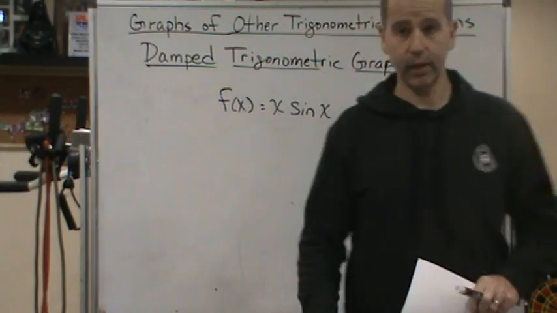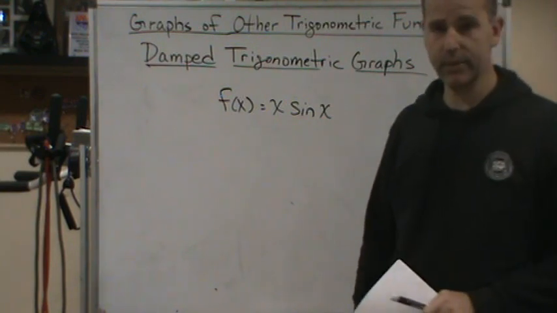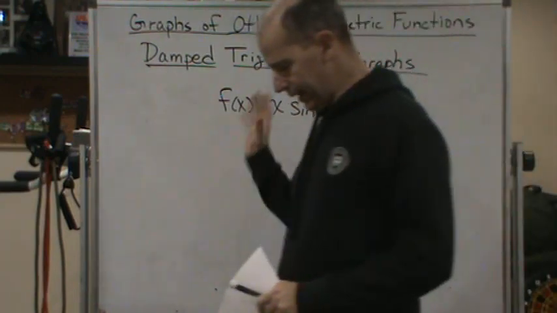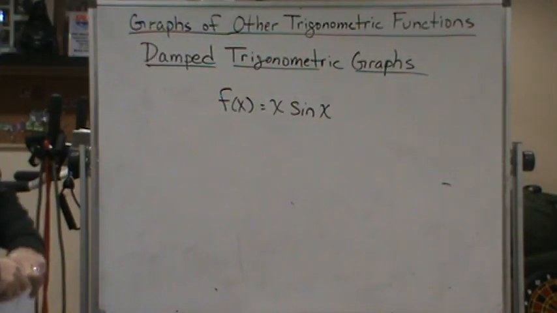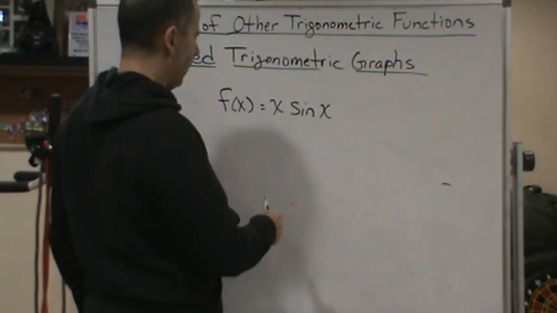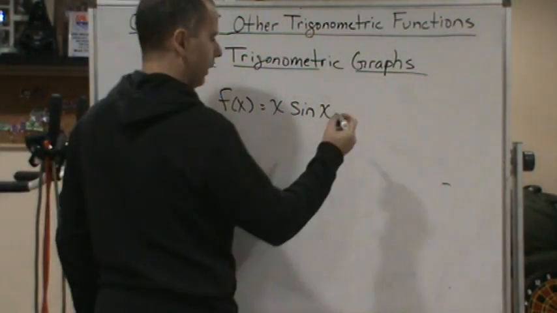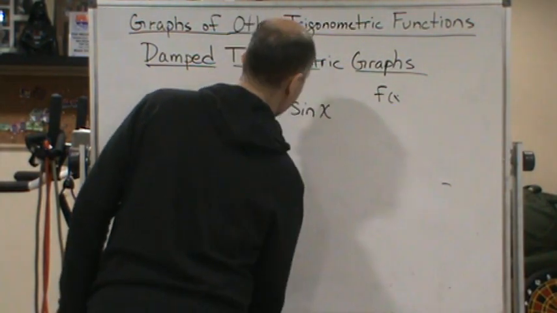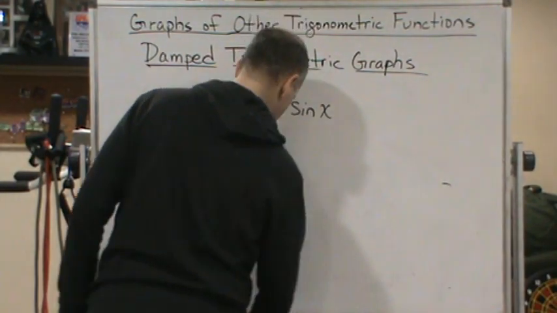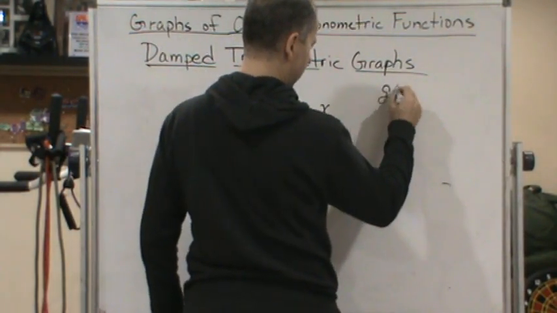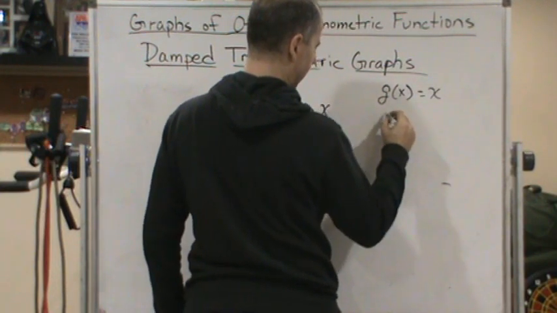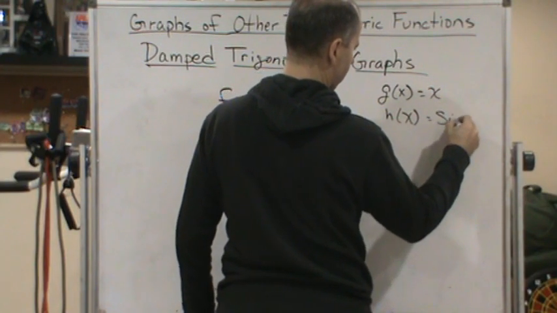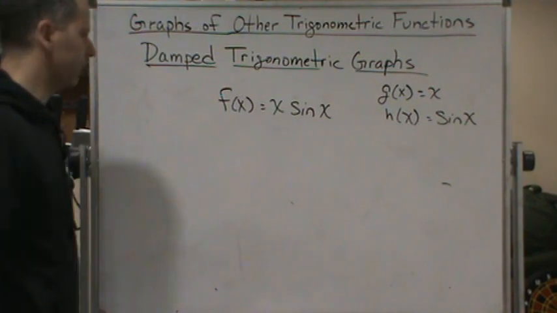Okay, welcome, and so we are going to start talking about our next topic, which is damped trigonometric graphs. So we're going to start by using this function on the board here as an example. So we've got a product of two functions actually. Let's say g of x is equal to x and h of x is equal to sine x. So we got a product of two functions.